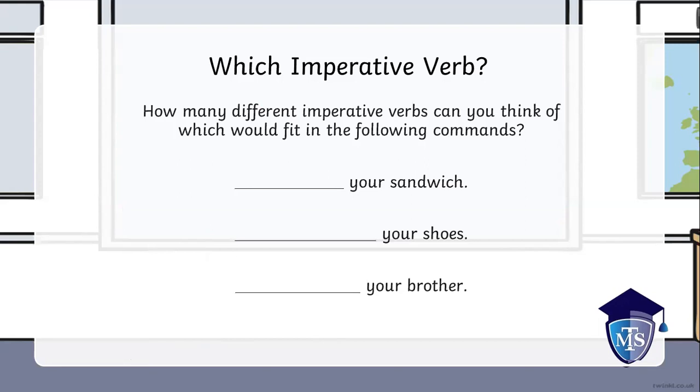Okay, what about this one? Eat your sandwich, or make your sandwich, or have your sandwich. Tie your shoes, put on your shoes, wear your shoes, clean your shoes, put your shoes away. Help your brother, take care of your brother, support your brother. All these verbs can work as imperatives. So the imperative verb gives the sentence its own meaning, actually.